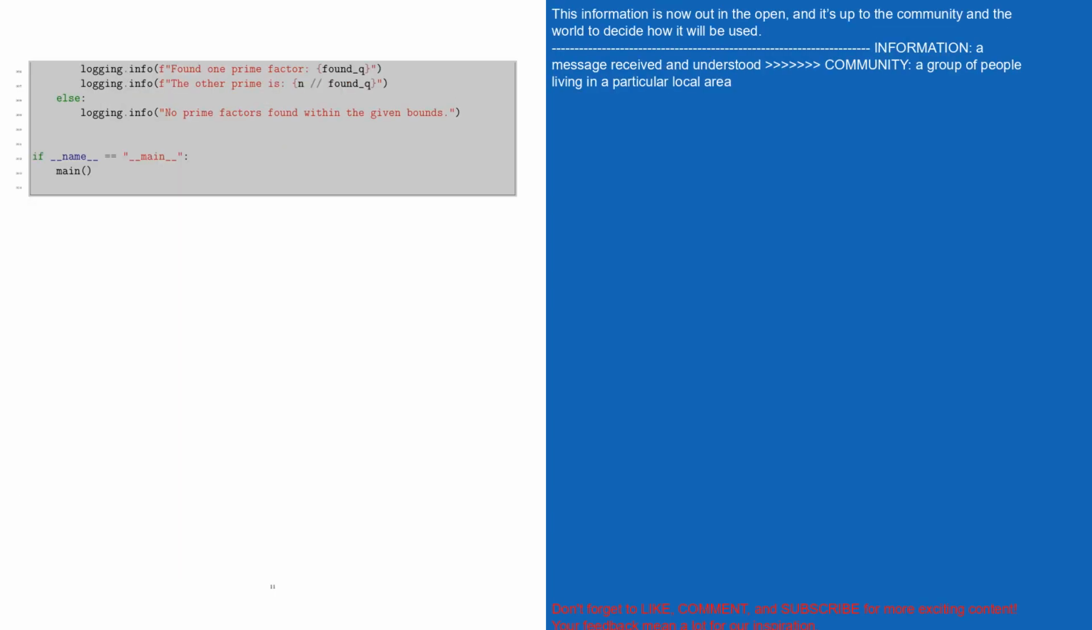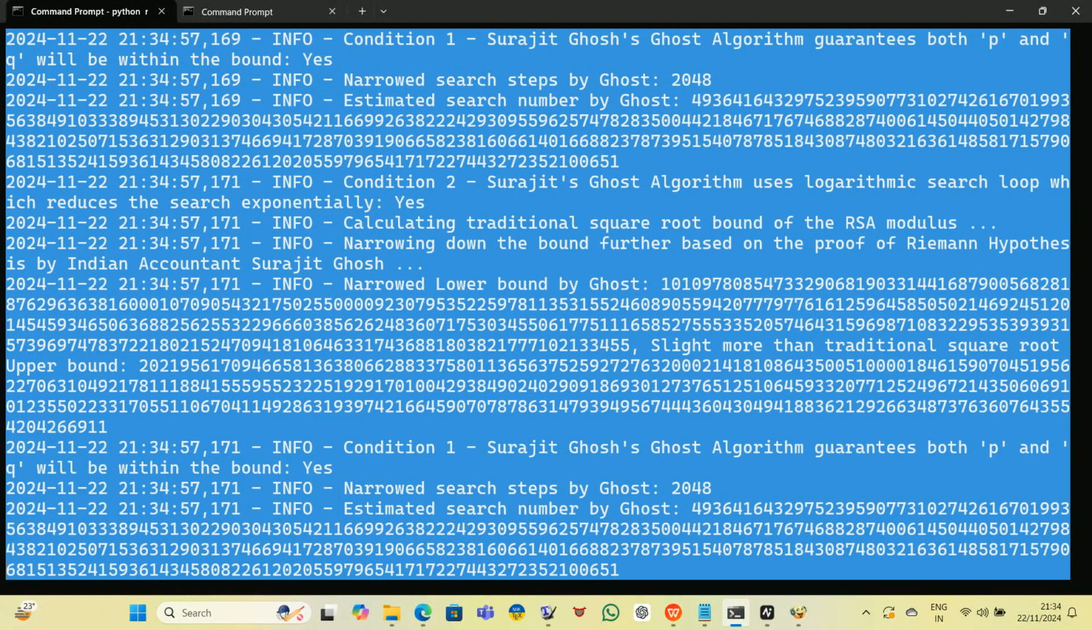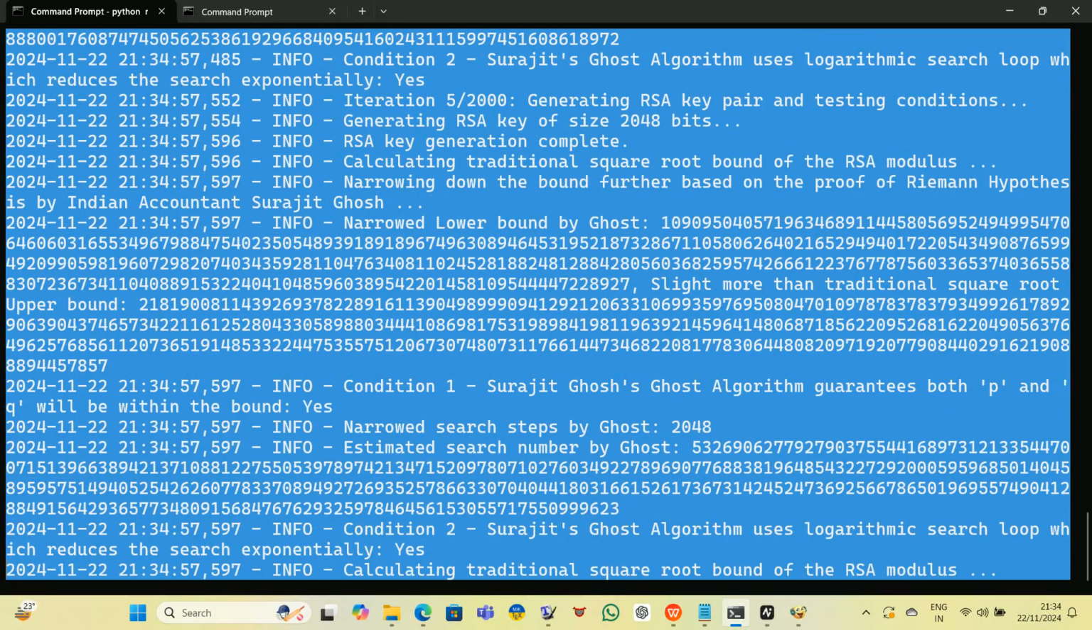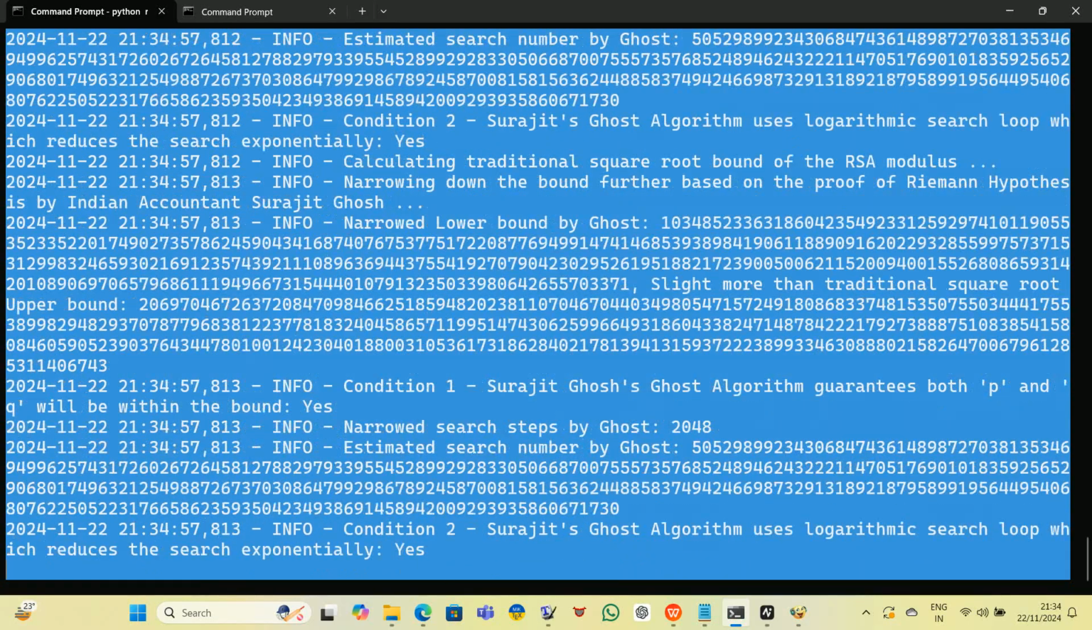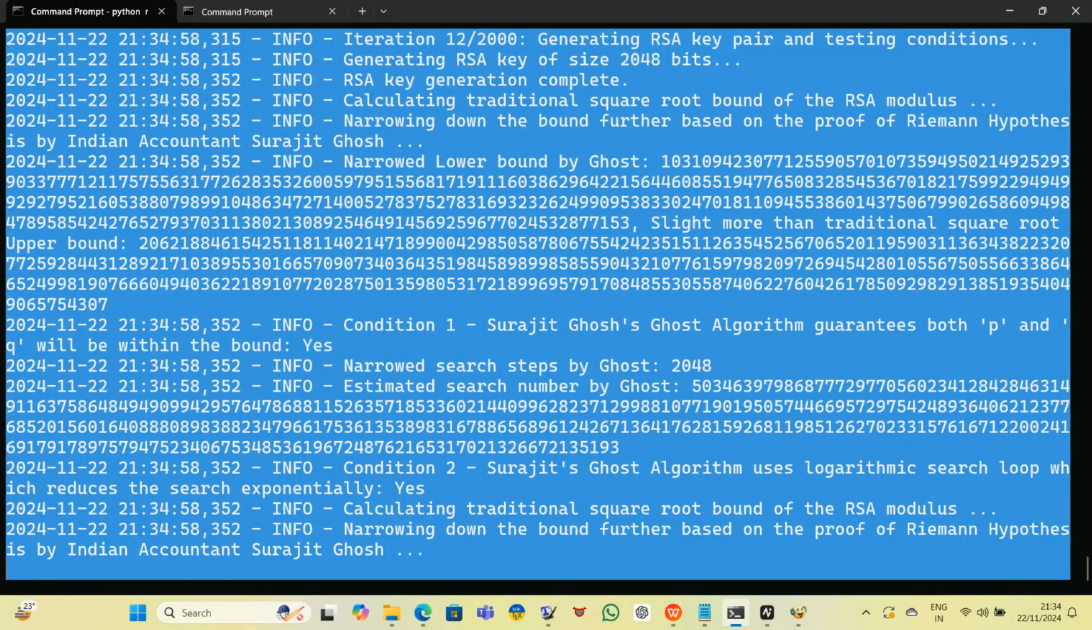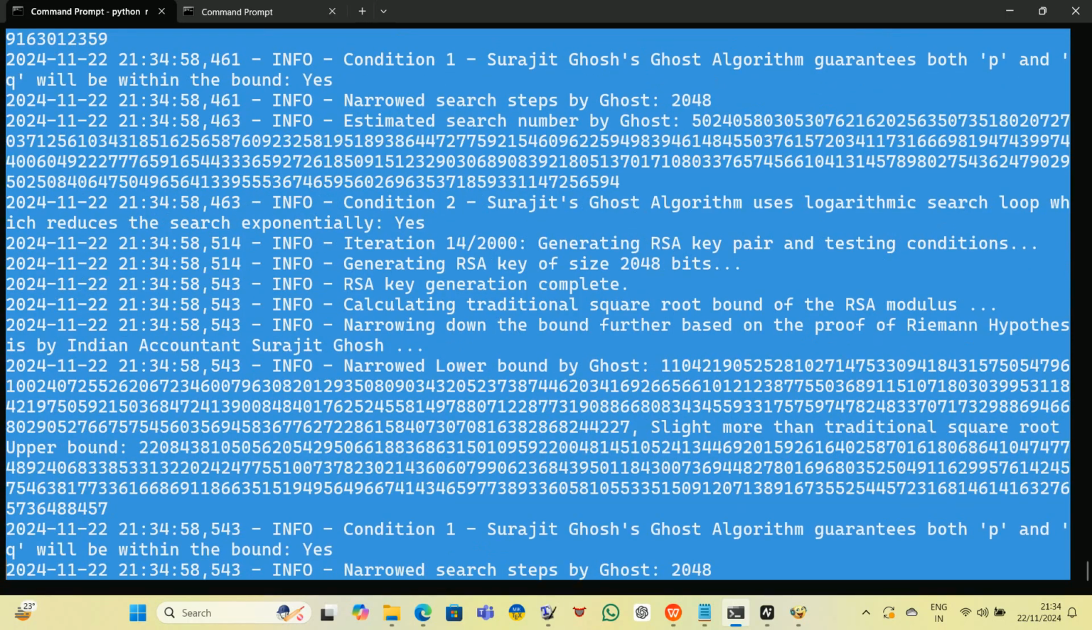At its heart lies the RSA key generation process, a cornerstone of modern encryption. Here, we generate keys of specified sizes and extract their core components: the modulus, n, public exponent, e, and the primes, p and q. These primes are the stars of our exploration.